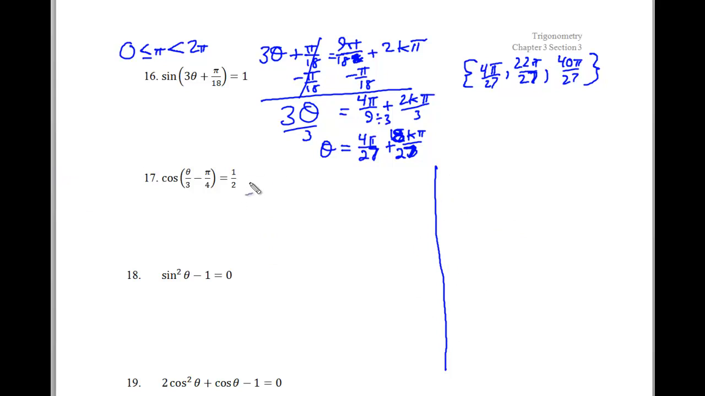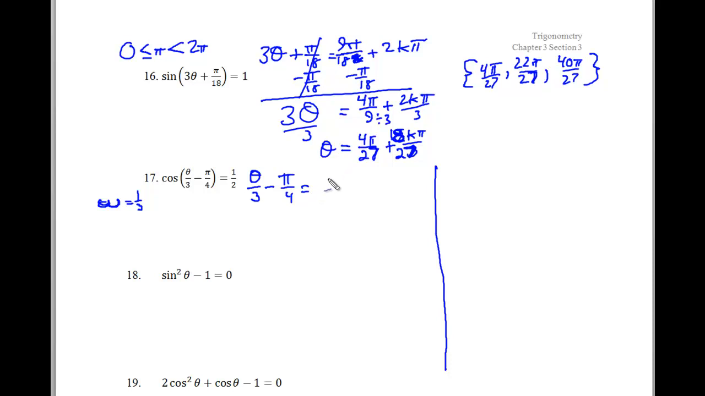So this is another problem where we're slowing down. See, my omega in this case is, that should look like an omega, my omega in this case is equal to 1/3. So what I'm going to do here is I'm going to write my equation as theta divided by 3 minus pi over 4 is equal to 1/2, but actually on the unit circle, that 1/2 is located in two places.